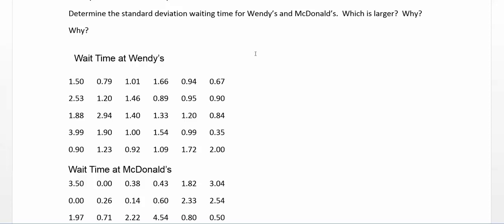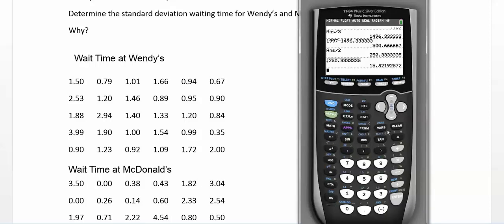Okay, so earlier we looked at the Wendy's data and the McDonald's data, and we looked at histograms of it. We're going to look at the standard deviation of this, so I'm going to show you a calculator skill related to that. We're not going to do it the long way anymore. I'm going to show you physically how to get the calculator to tell you the standard deviation.